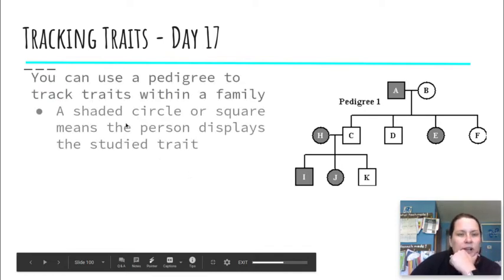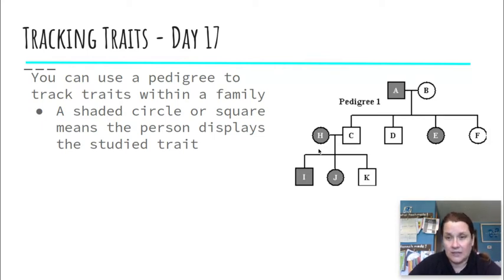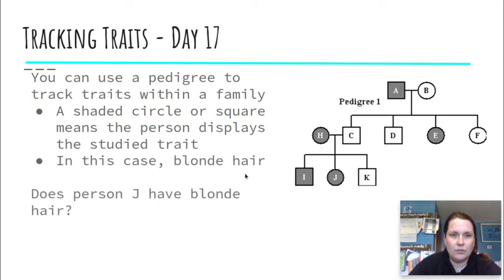A shaded circle or square means the person displays the studied trait. You could do this to see how cystic fibrosis gets passed through, how hair color gets passed on down a family, or muscular dystrophy, or anything genetic that would get passed down. Is that studied trait always going to be bad? No. It could be hair color, eye color, whatever. In this case, we're going to do blonde hair.